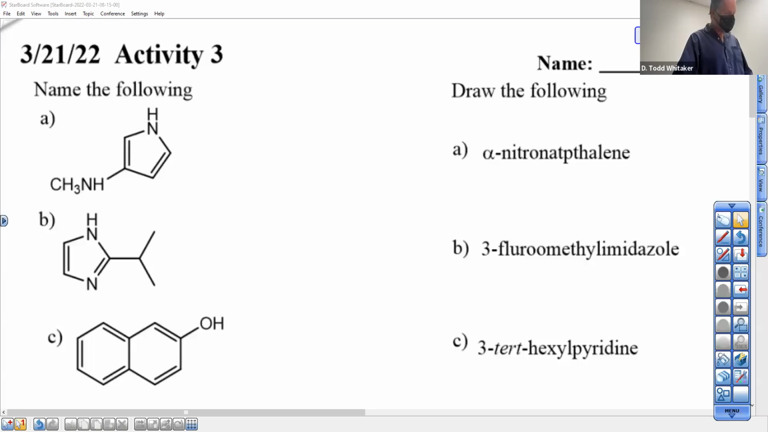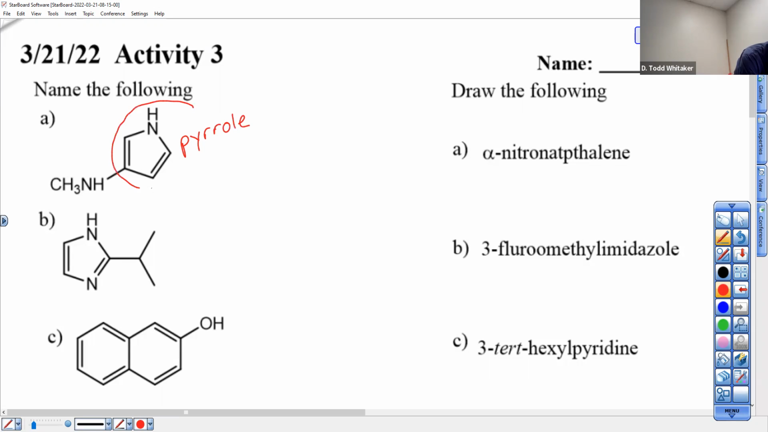We're going to continue our exploration of nomenclature of aromatics. And this one, we have a heterocycle known as pyrrole. Pyrrole covers this. Heterocycles are cycles that have an atom other than carbon in the ring.